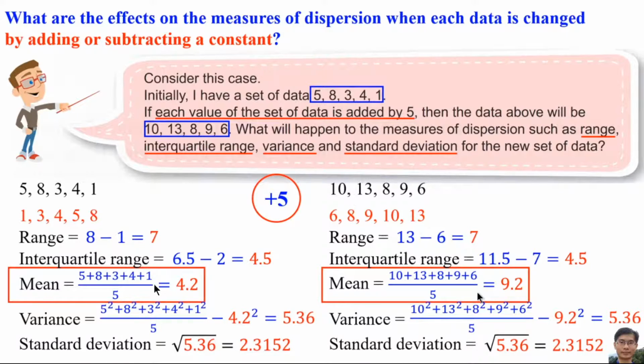Okay, the value is different, but mean is not a measure of dispersion. The measure of dispersion is range, interquartile range, variance or standard deviation. Okay, mean is not the measure of dispersion.